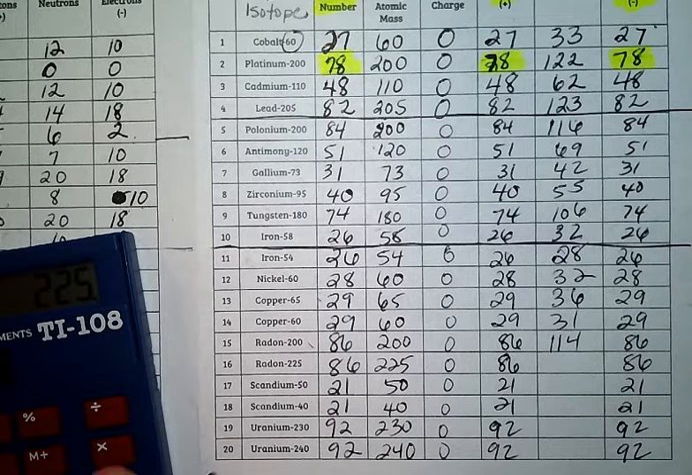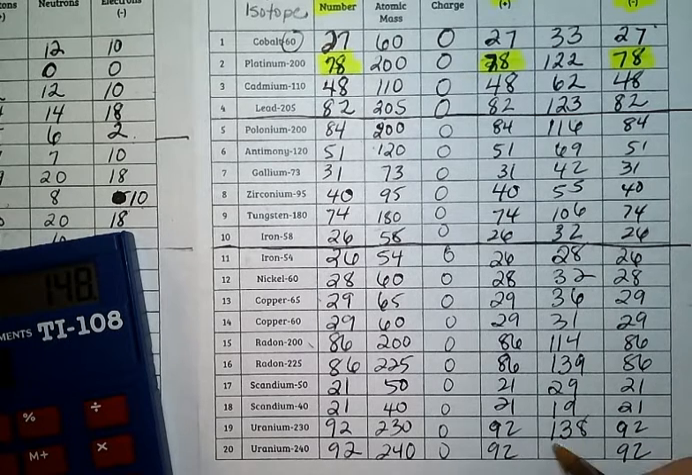225 minus 86 is 139. 50 minus 21 is 29. 40 minus 21 is 19. 230 minus 92 is 138. And 240 minus 92 is 148.